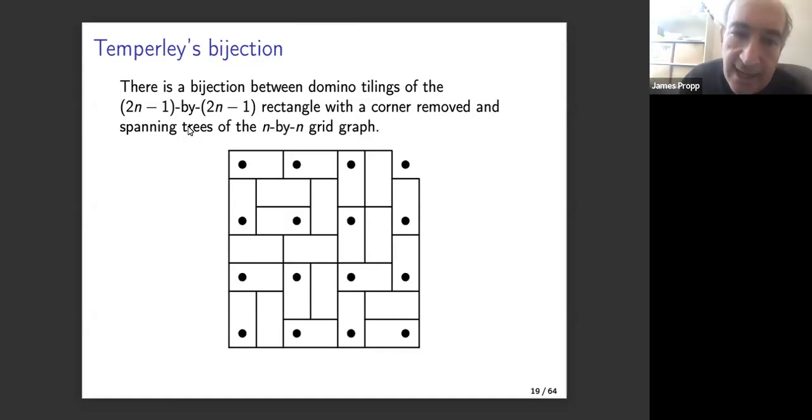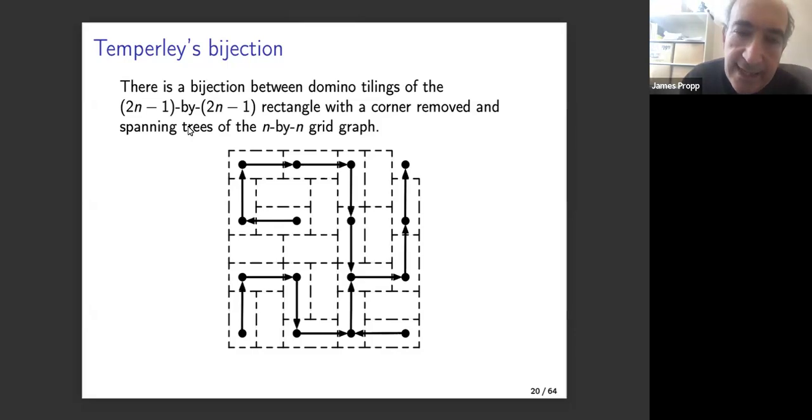So let's put a dot in every fourth location, starting at the upper right with the removed square, and going over every second column and every second row. And now what I'm going to do is connect each dot with some other dot by looking at the domino that covers it and going in the direction of the other square.